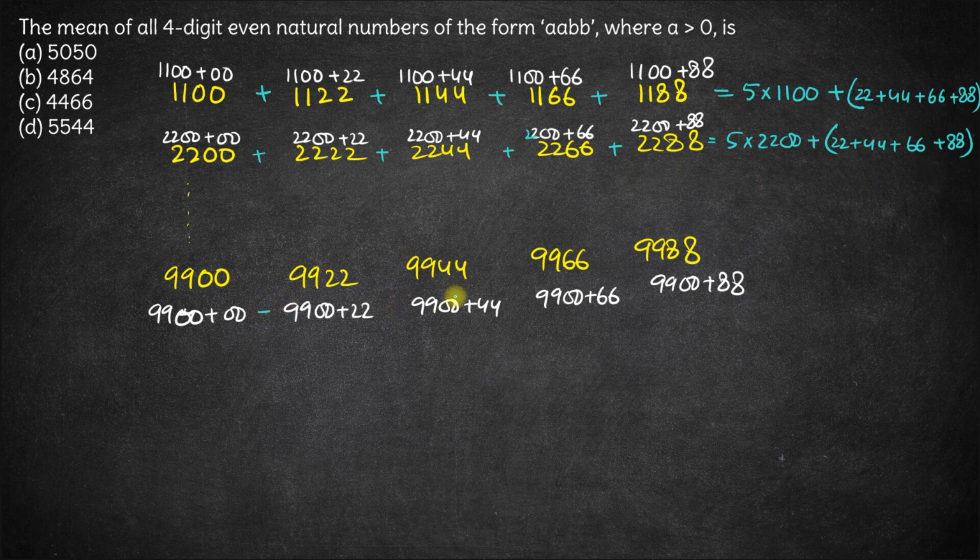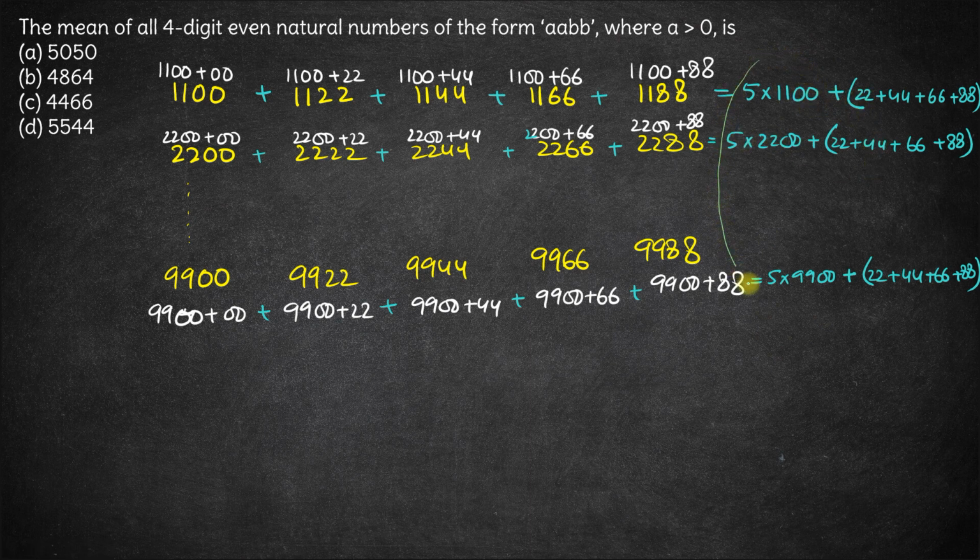And finally, if you add all the numbers in the last row, 9900 will get added 5 times. So we'll have 5 times 9900 plus 22 plus 44 plus 66 plus 88. This is what we will have. Okay. Now since we have to add all these numbers, we'll be adding all these rows. So far we have calculated the sum of each row. To calculate the sum of all numbers, we will be adding all these rows. Sum of all these rows.